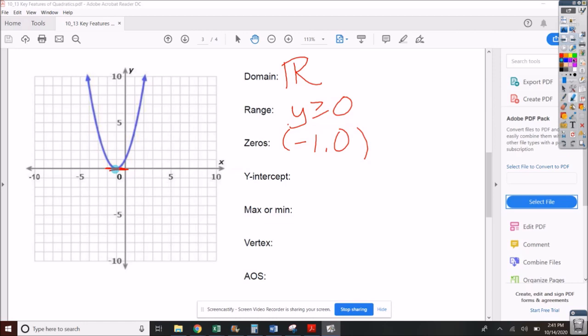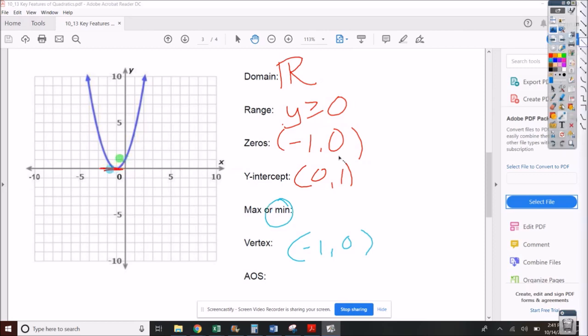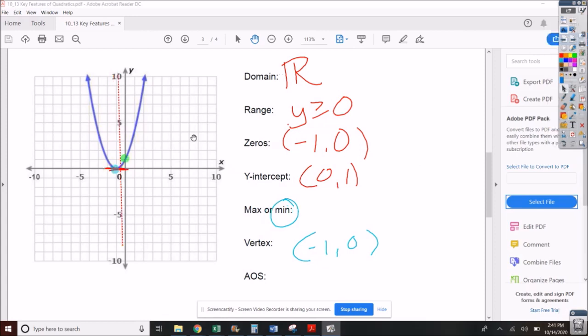My y-intercept right there, where I cross the y-axis, that's (0, 1). That blue dot would be a minimum because that's the lowest point on the graph. That's the vertex. It's the same as the 0 in this case. And then my axis of symmetry is that straight line that goes right down the middle of my graph, cutting my graph perfectly in half. So right there, that goes through an x value of -1.